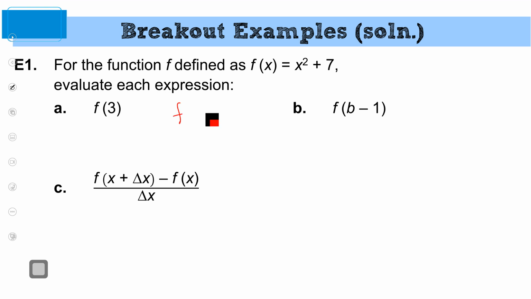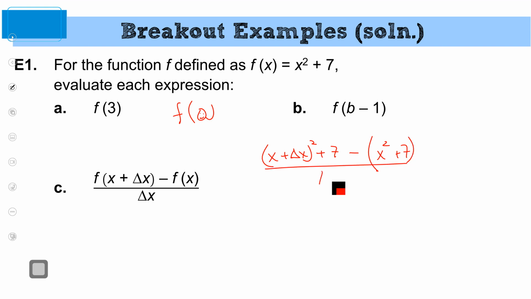Again, as a quick review, just for giggles, what is f of smiley face? Smiley face squared plus 7. Good. Okay, so whatever it is, you plug it into the function. So f of x plus delta x would be x plus delta x, quantity squared, plus 7. And I know I wrote this out last time, but I wanted to simplify it for you. Plus f of x, which we already know, all over delta x.